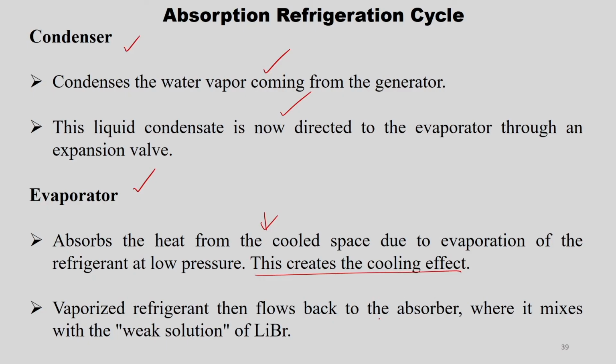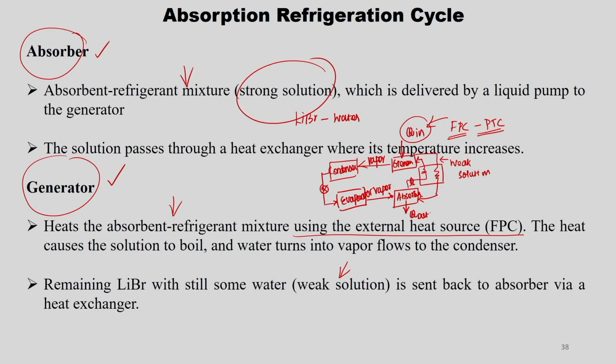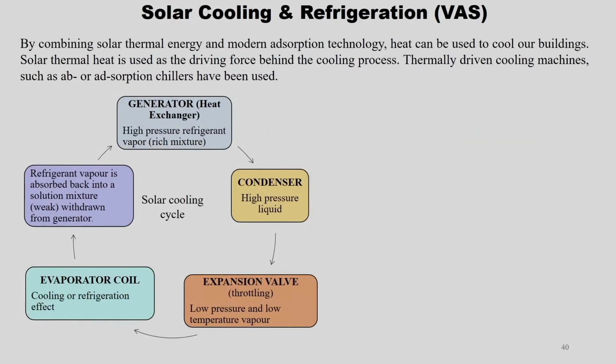Vaporized refrigerant then flows back to the absorber where it mixes with the weak solution of LiBr, which already came from the generator. So, in the condenser heat is going out, in the evaporator it takes the Q in from the space to be cooled. So, this is the normal absorption refrigeration cycle. Here, the Q in is given in the generator, and this Q in is provided by the solar collectors.